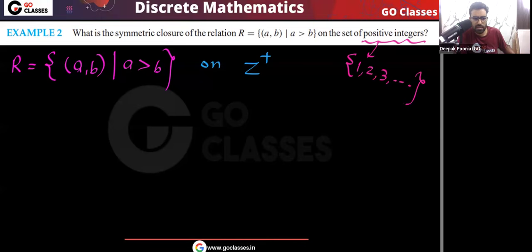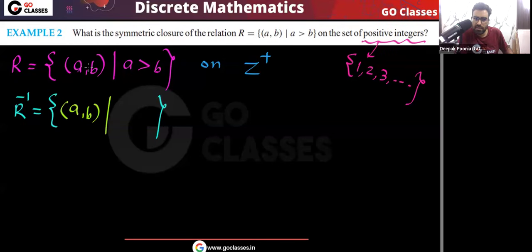So you tell me, what will be R inverse first of all? That's very easy. In this R, we have ordered pair AB where the first element is greater than the second element. If I swap the elements in every ordered pair, then I will get AB where the first element will be less than the second element. Yes or no? Do you agree with me?